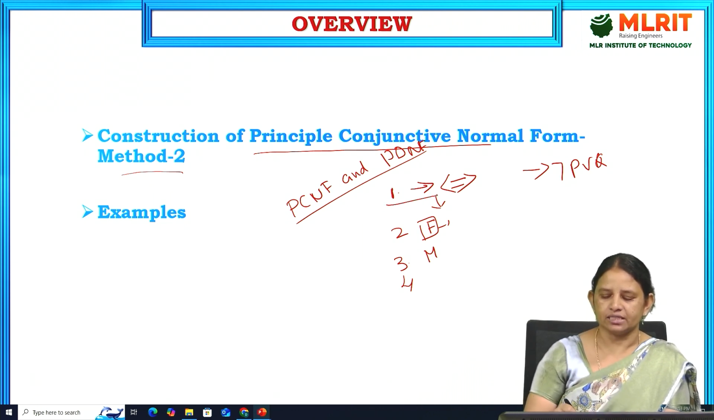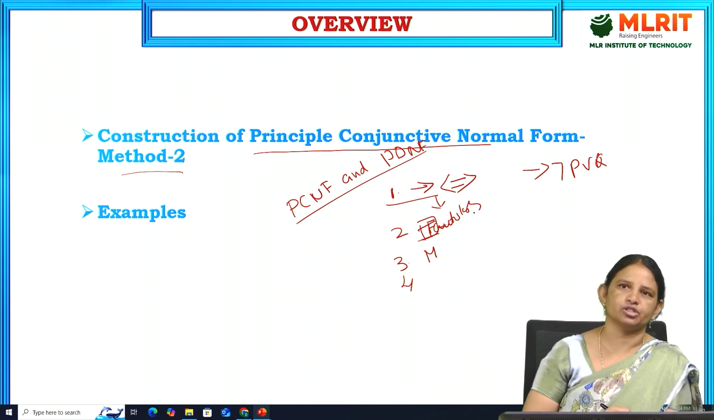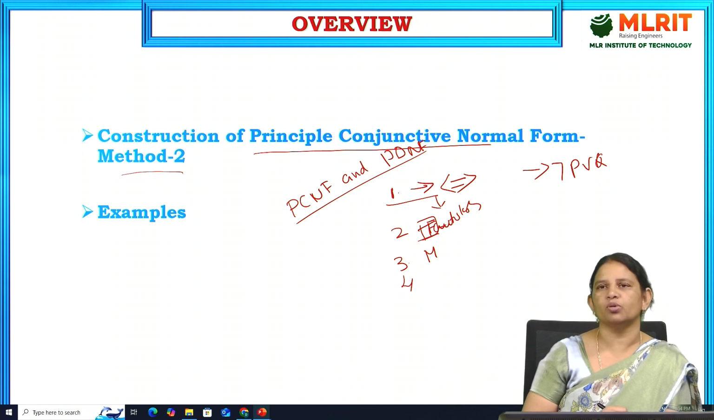Rule 1: apply conditional as well as biconditional statement replacement to get the required format of PCNF. Second one: any max term that leads to a contradiction, we need to drop. But in the case of PDNF, we have to concentrate on the contradiction. But in the case of PCNF, we are going to concentrate on the tautology. Any max term that leads to a tautology, we need to remove.